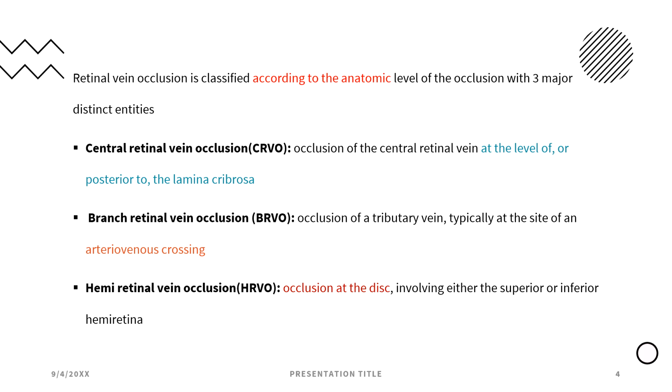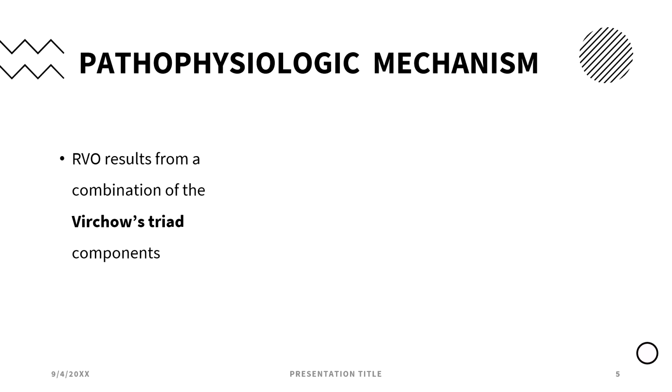central retinal vein occlusion, in which there is occlusion of the central retinal vein at the level of or posterior to the lamina cribrosa. Branch retinal vein occlusion, in which there is occlusion of tributary veins, typically at the site of an arteriovenous crossing. Hemiretinal vein occlusion, occlusion at the disc involving either the superior or inferior hemiretina.